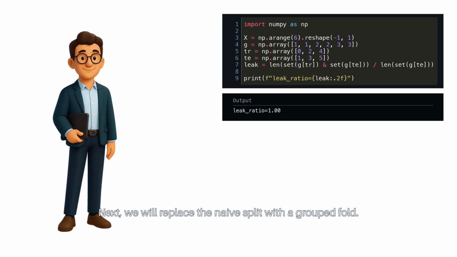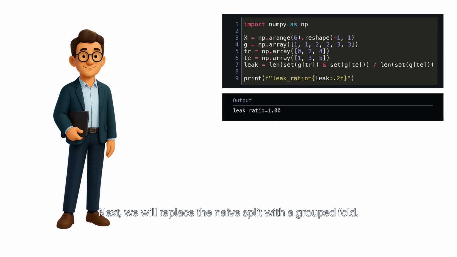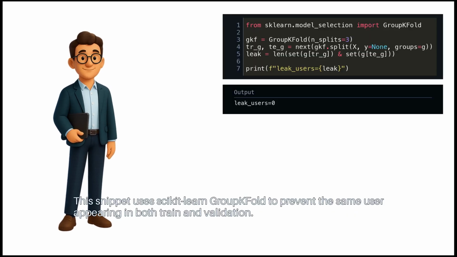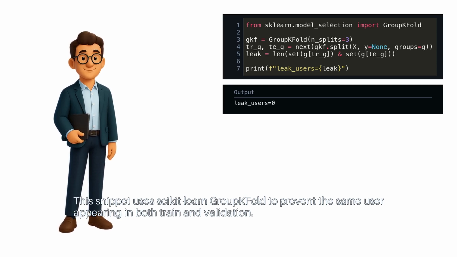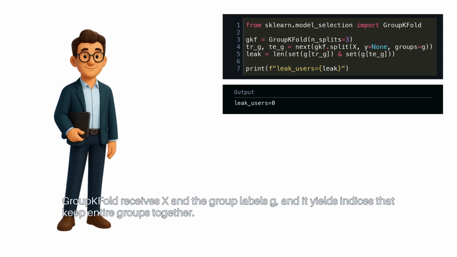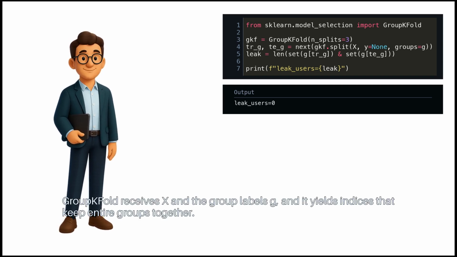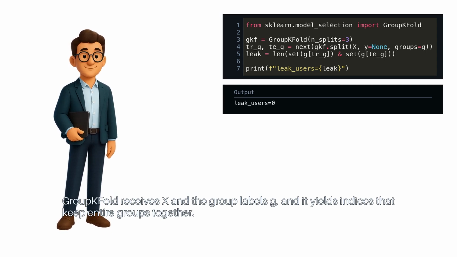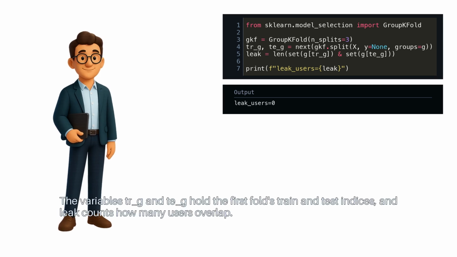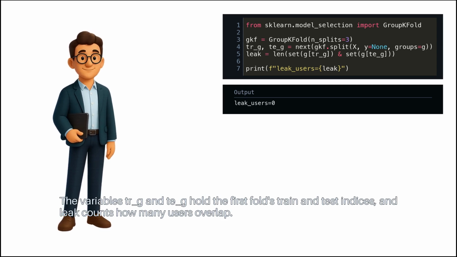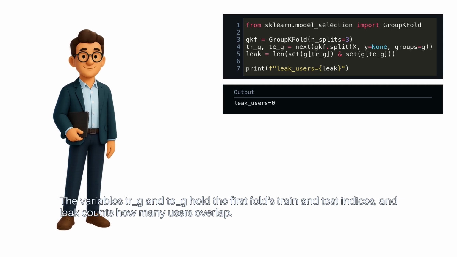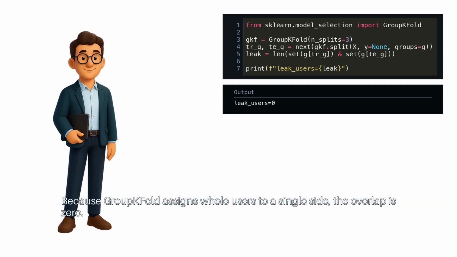Next, we will replace the naive split with a grouped fold. This snippet uses scikit-learn GroupKFold to prevent the same user appearing in both train and validation. GroupKFold receives X and the group labels G, and it yields indices that keep entire groups together. The variables TRG and TEG hold the first fold's train and test indices, and leak counts how many users overlap. Because GroupKFold assigns whole users to a single side, the overlap is 0.